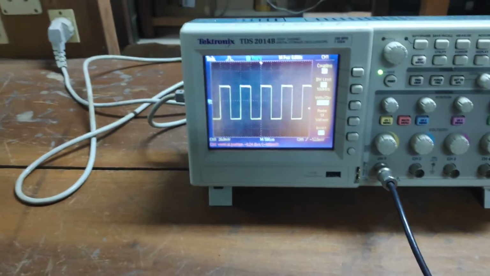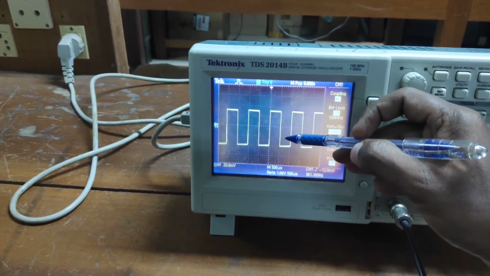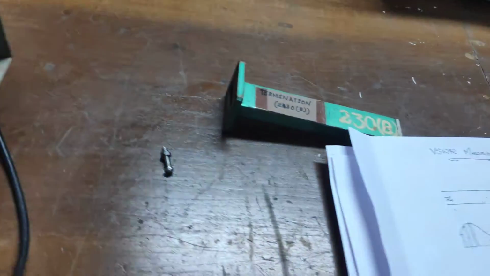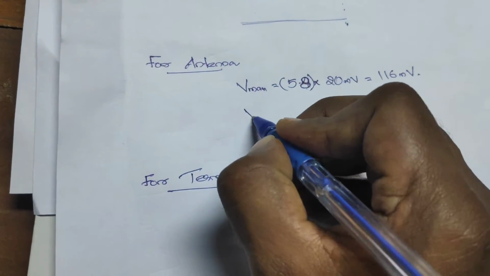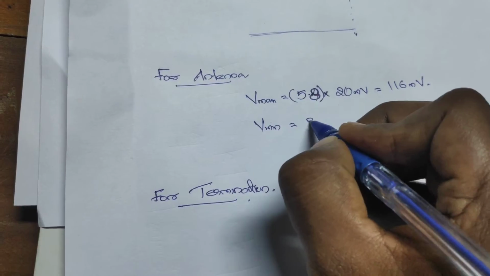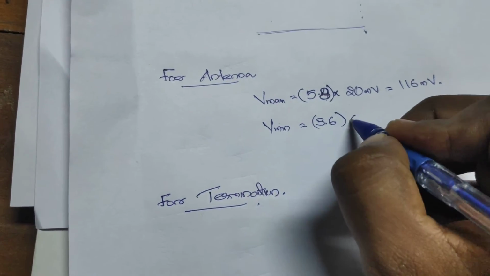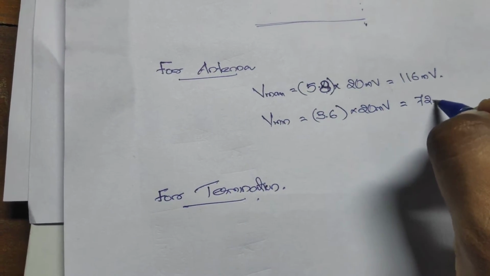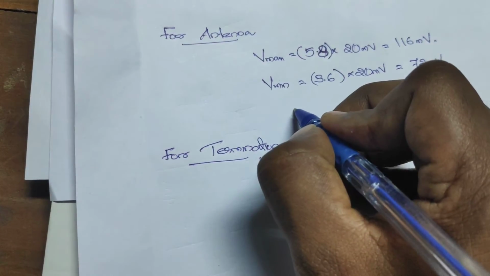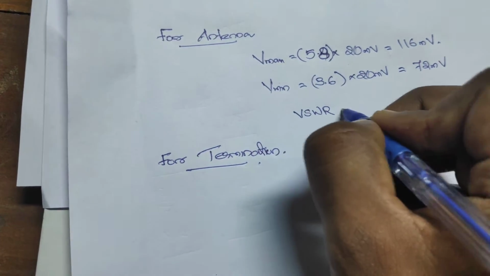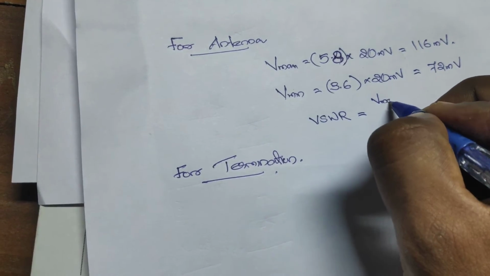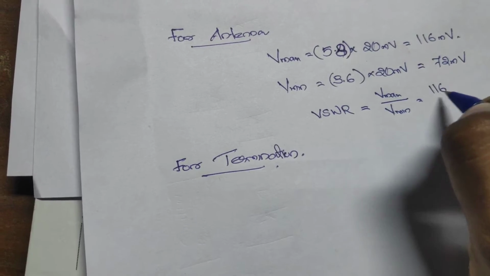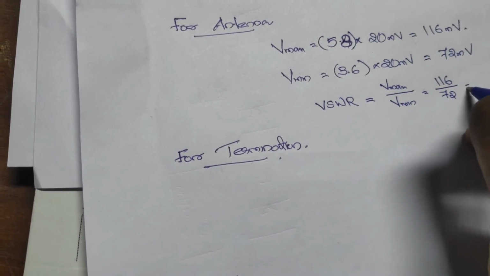Here we can measure 1, 2, 3, 3.3 divisions, so 3.6. Here Vminima is 3.6 divisions times 20 milliwatt, which means 72 milliwatt. From this we can find the VSWR, which is equal to Vmax by Vminima, that is 116 divided by 72. Just calculate it.